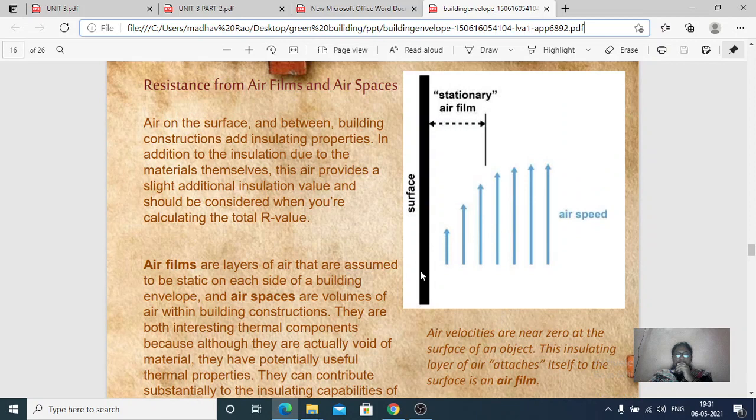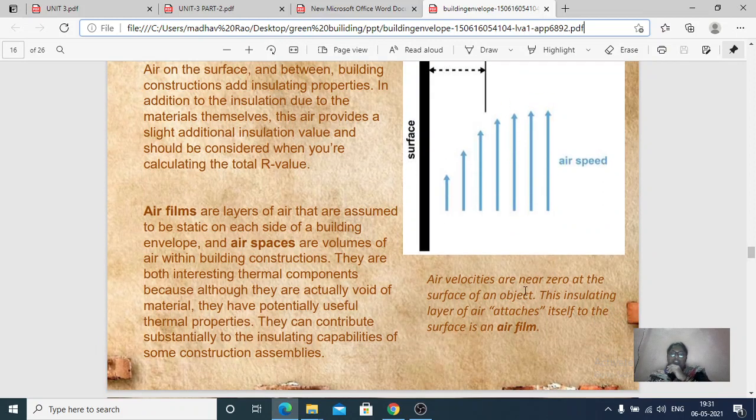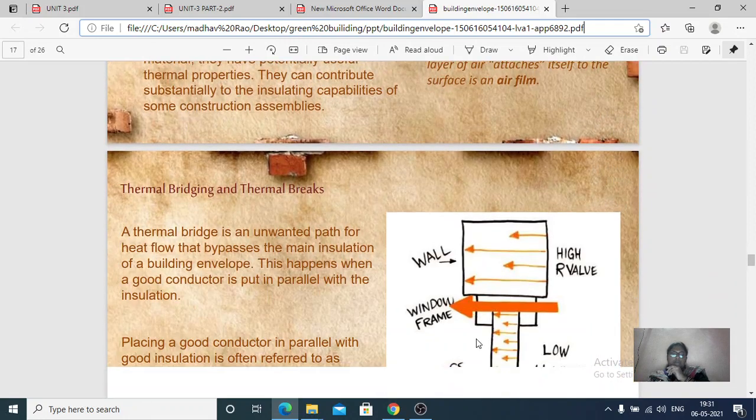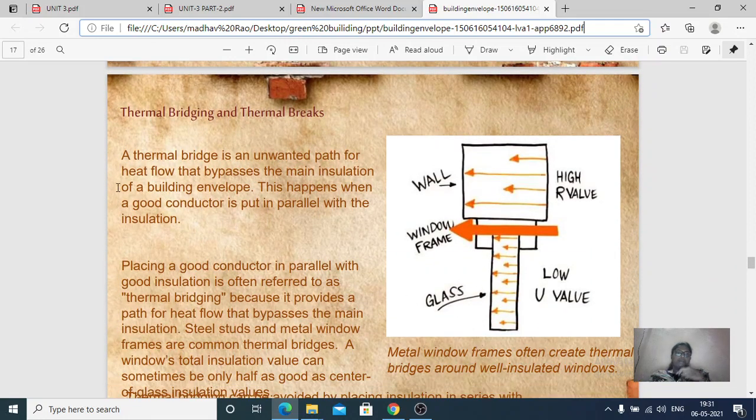Here you can see the surface which you have insulated, the air speed, and it will be reaching some temperature and starts to cool down here. Air velocities are near zero at the surface of an object. This insulating layer of air that attaches itself to the surface is an air film. So right here, the thermal bridging and thermal breaks. You can see here the thermal bridging and thermal breaks.